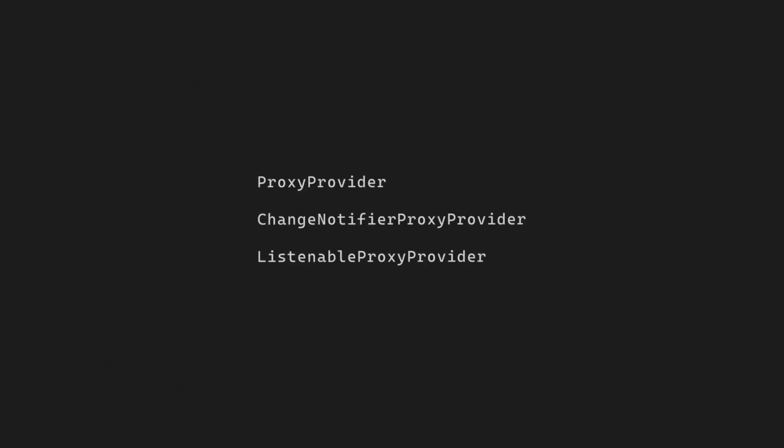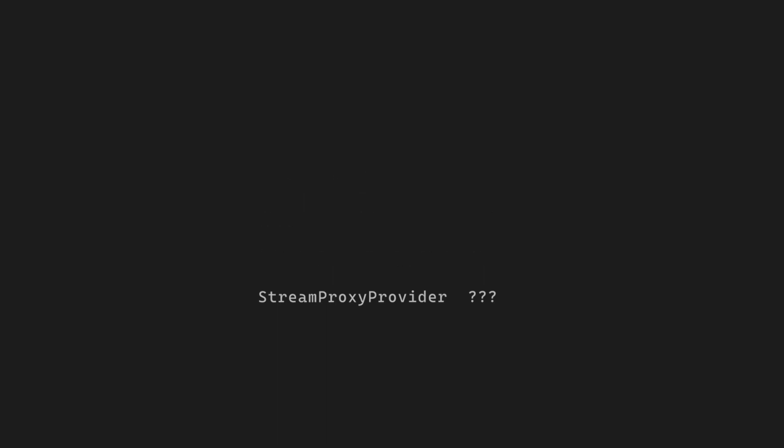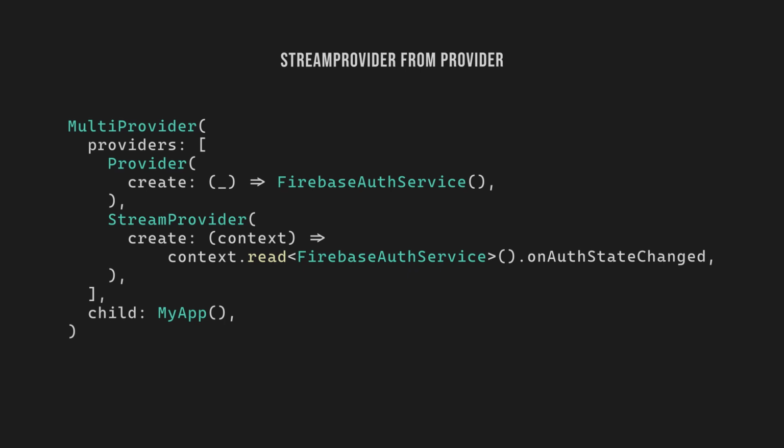There are a number of different proxy provider variants. For example, ChangeNotifierProxyProvider will send its value to a ChangeNotifierProvider. Note that there is no stream proxy provider. An easy way to create a stream provider that is dependent on another provider is by making use of the build context in the create method. When we create the provider, we can simply read or watch for the value from a different provider.